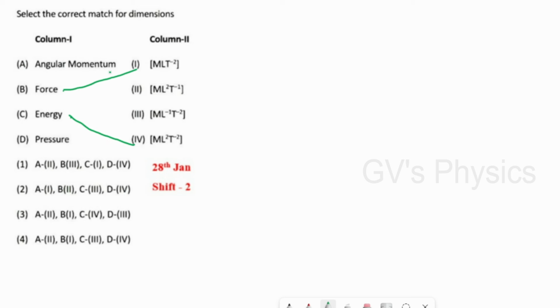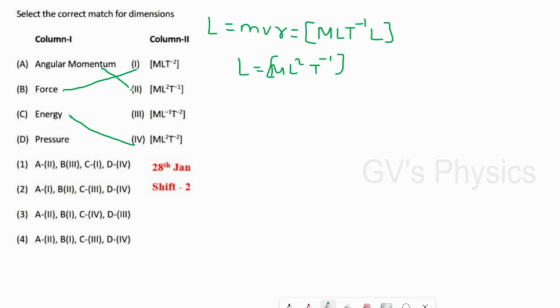And then we have to find the dimension for the angular momentum. So for that, we can take the formula. Angular momentum is equal to mvr. For mass, it's capital M. For velocity, L T power minus 1. For radius, which comes under length, L. Okay, so we can write it as M L square T power minus 1. So you can see the A matches with second one.